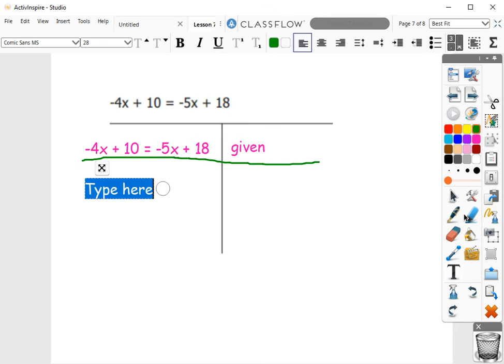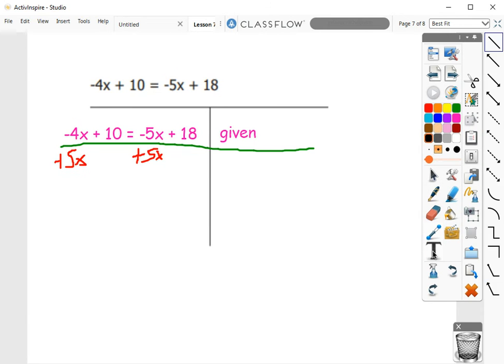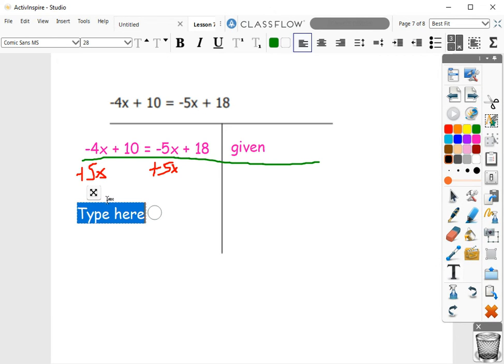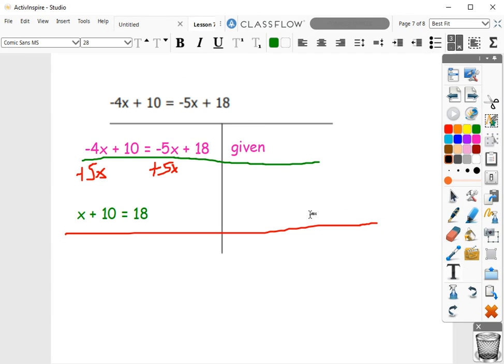Now, me personally, I'd like to add 5x on the left side and 5x on the right side. When I add 5x, that's going to let me cancel that out, and when I add the 5x over here, it's going to let me make it a positive number. 4x plus 5x is just x. Then I have plus 10, and since those canceled, I just have it equals 18. Since I just did the math to get here, all I have to do is say that I used the subtraction property.